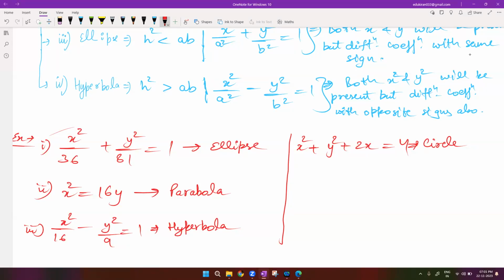So if coefficients are different, then we will check their signs. If the signs are the same, then it is an ellipse. If the signs are different, then it is a hyperbola, like in the third example. In the third case also, the coefficient of x square is 1 upon 16, and the coefficient of y square is minus 1 upon 9. We can see that the coefficients are not equal, but they have opposite signs. That is why this is a hyperbola. Is it clear, Harif? Yes, sir. Okay.